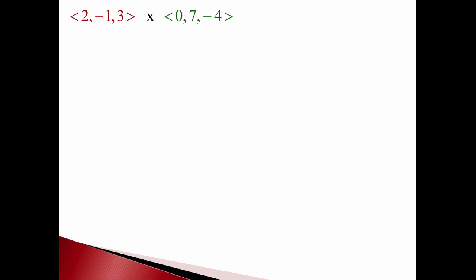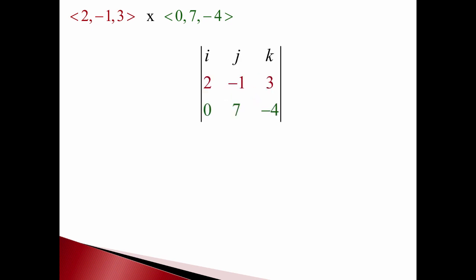So this desperately needs an example and probably a reminder of how determinants work too, because if you're like me, by the time you get to Calculus 2, it may have been a while since you've done high school algebra and thought about determinants of matrices. So here's a pair of vectors: 2, negative 1, 3, and 0, 7, negative 4. And we want to find the cross product of these two vectors.